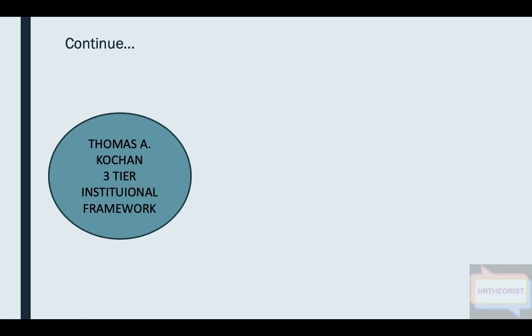The second notable figure, Thomas A. Kochan, who gives three-tier institutional framework. Thomas A. Kochan's three-tier institutional framework can be categorized into management, labor, and government. So, each representing a different level of decision making and influence in employment relations. Here is a description of each tier with examples.